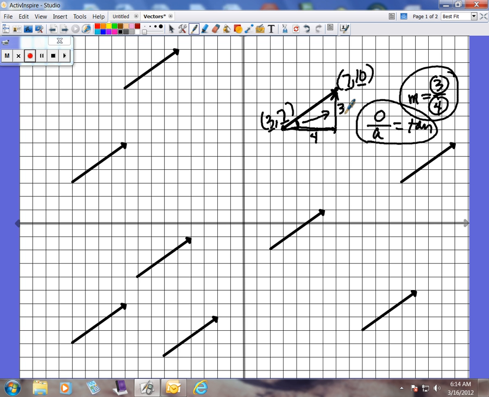Now, here's what I want you to see from this. This 3 and 4 that we have found by looking at this run and rise here occurs again and again on all these vectors that I have drawn up here. So if we wanted to write with these ordered pairs, which we have 3, 7 and 7, 10.